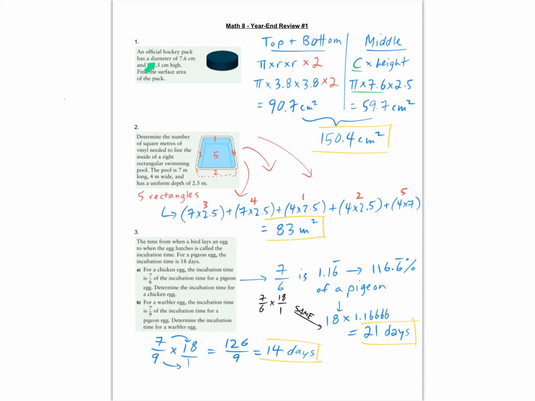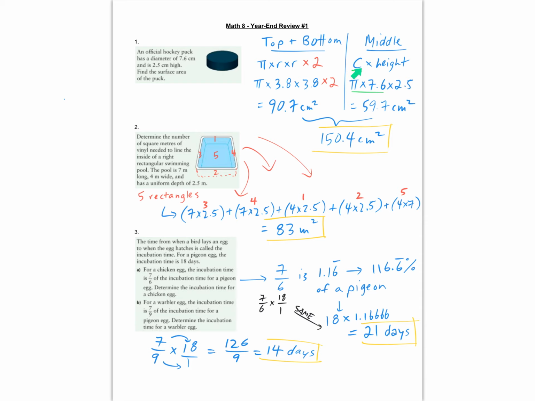So, they gave us the diameter, 7.6 centimeters. The diameter is all the way across, so halfway would be the radius, 3.8. Okay, and we multiply those together using 3.14 for pi, so 3.14 times 3.8 times 3.8 times 2 gives us 90.7 centimeters squared. Now the middle part of the hockey puck is a rectangle, right?